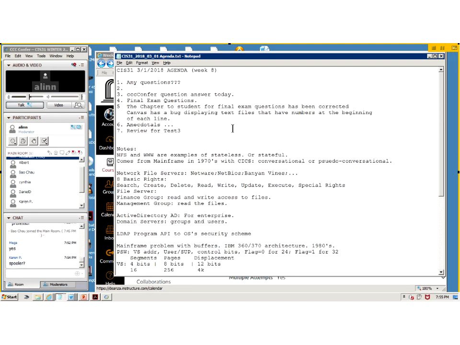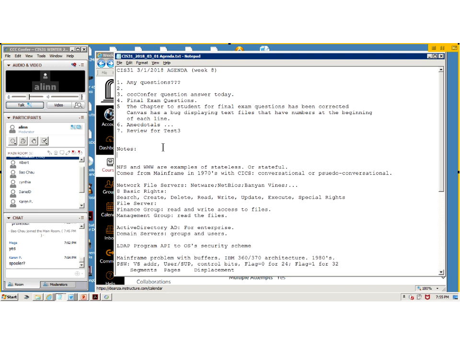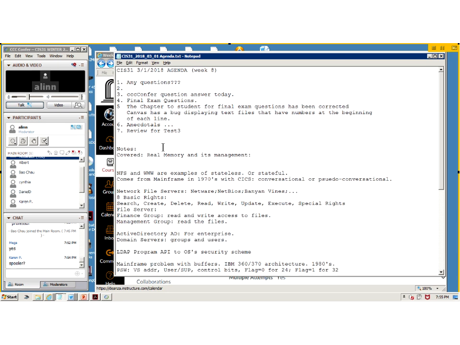Any questions so far? Then I'll start the review. Okay, we covered real memory and its management. Do you recall the various types of real memory and allocating them?